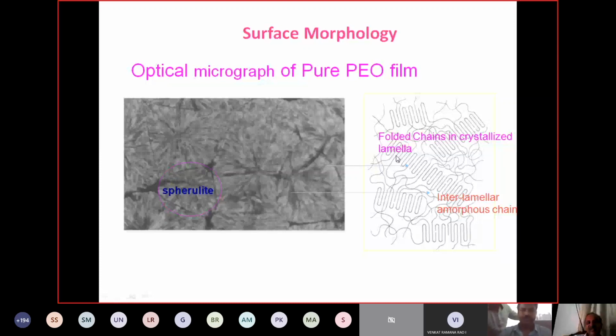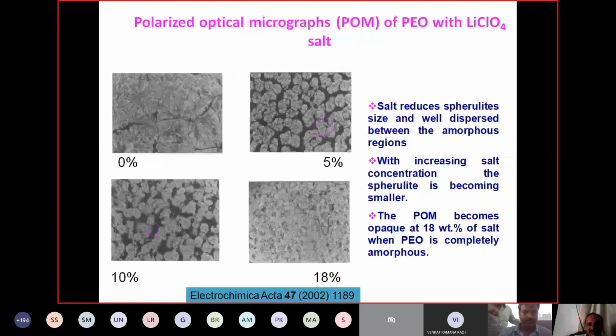We can see this clearly in the XRD pattern. When we add salt to this polymer, you see here, this is the pure polymer. When we add some salt, this is the 5% salt, here is the 10% salt, here is the 18% salt. All these are optical micrographs, whatever I have given here.